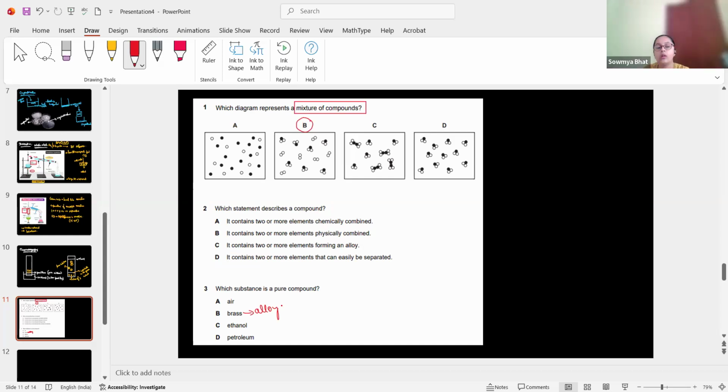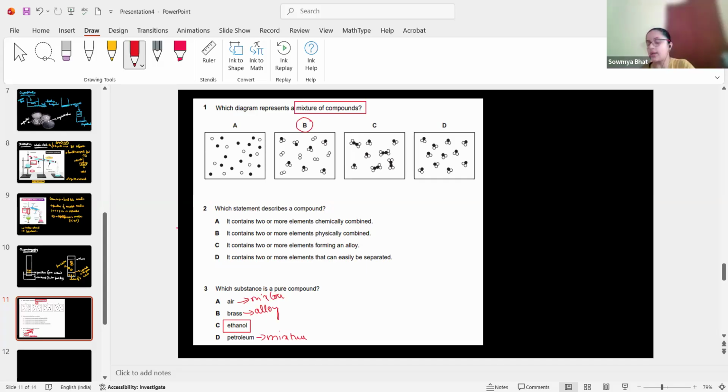Petroleum. Pure compound they are asking, isn't it ethanol? Petroleum, I said it is a mixture. That's why we are separating it. Air is also a mixture. So ethanol is the only answer. Okay.